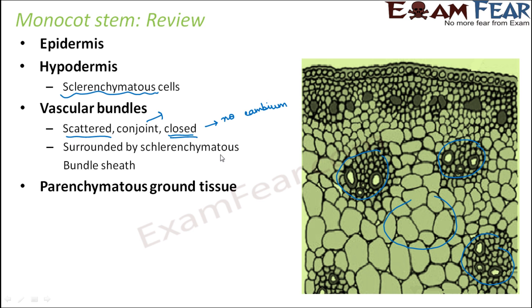It is surrounded by sclerenchymatous bundle sheath. Each vascular bundle here is surrounded by few cells which are sclerenchymatous in nature, and they are called bundle sheath because they surround the vascular bundle. Parenchymatous ground tissue: everywhere else, all the other empty space is filled by the parenchyma cells. So they are nothing but the ground tissue. These are parenchyma cells which help in food storage and other metabolic activities.